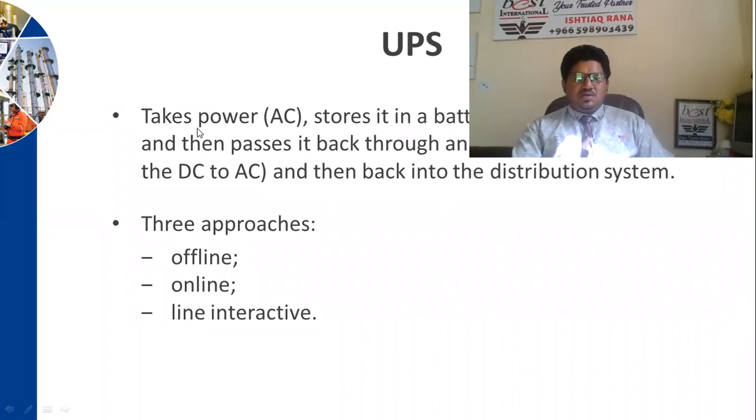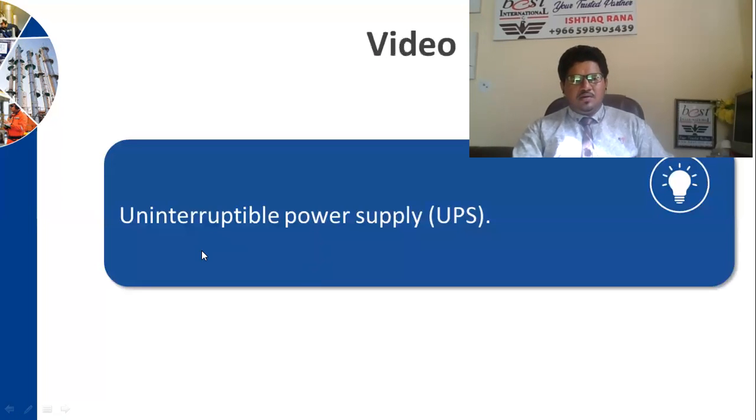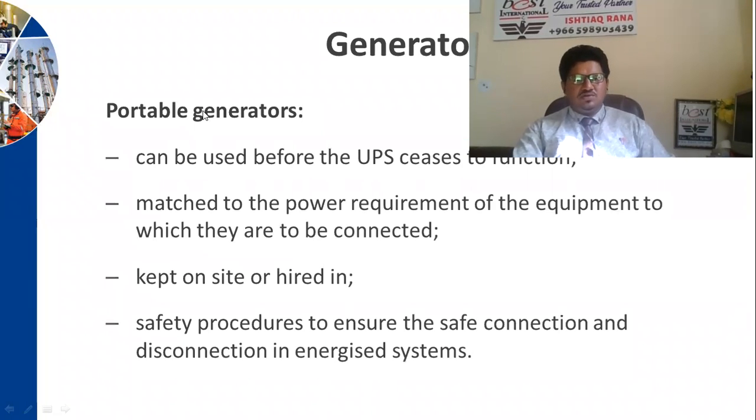A UPS takes AC, stores it in a battery via a rectifier, and then passes it back through an inverter, which restores the DC to AC and feeds it back into the distribution system. Three approaches: offline, online, and line interactive. Good. Now, for the uninterruptible power supply, UPS, you can see some videos.